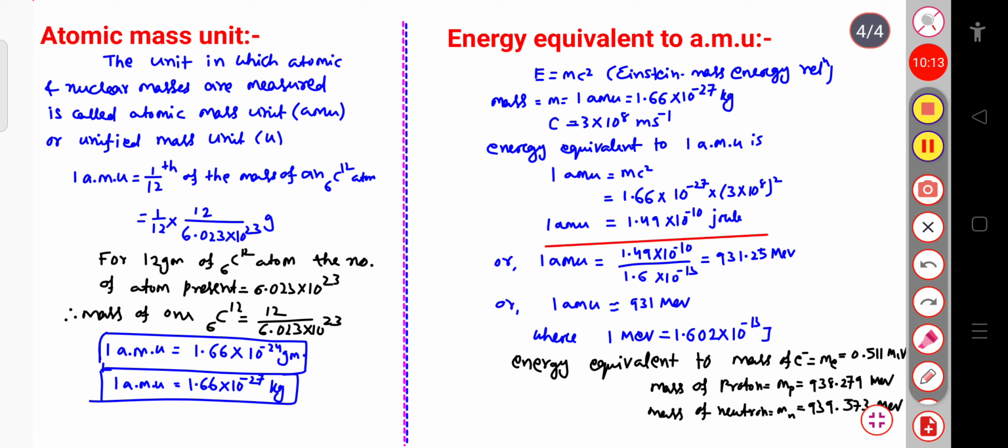So here you have to remember 1 AMU equal to 1.49 into 10 power minus 10 joule, or this can be written as 1 AMU equal to 931 MeV. Just highlight this one. And the mass of electron is 0.511 MeV, the mass of proton is 938.279 MeV, and mass of the neutron in energy equivalent is 939.573 MeV. Now let us see what is nuclear size and how we will represent this.